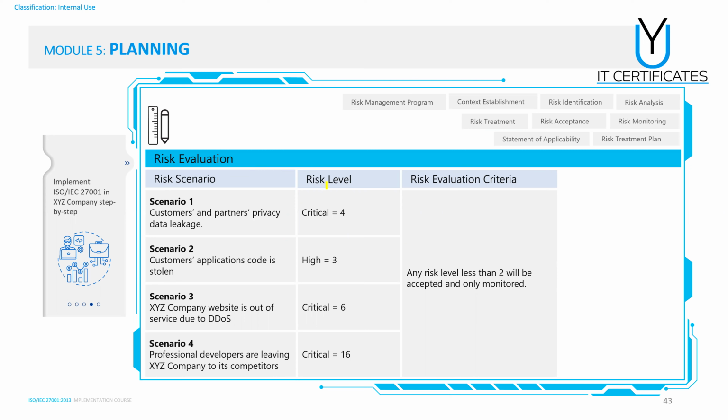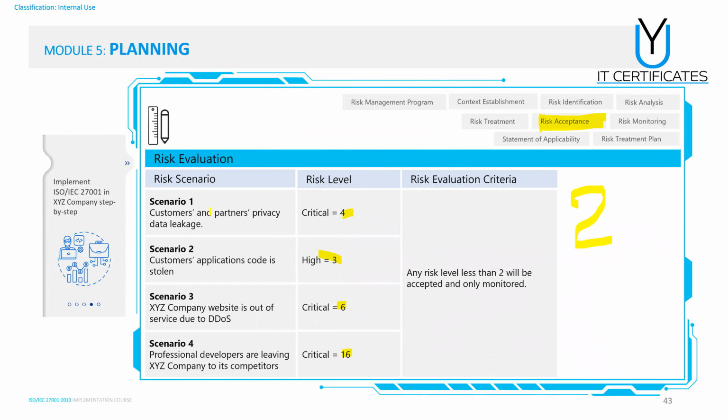In scenario number 1, risk level 4, scenario number 2, 3, in scenario number 3, it was 6, and in scenario number 4, it was 16. All of them, do you remember what was the risk evaluation, the risk acceptance level? Can you remember what the risk acceptance level was? It was 2. Then the risk acceptance level, it was 2.